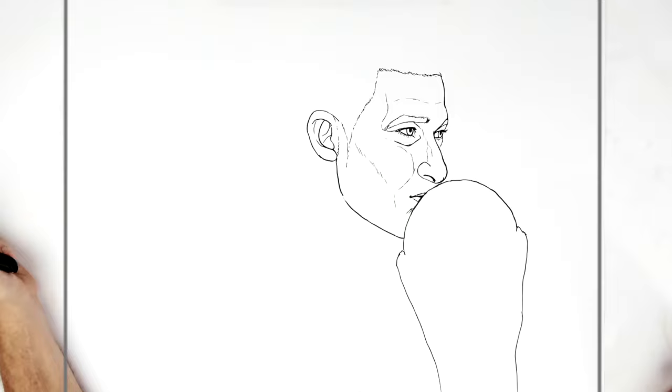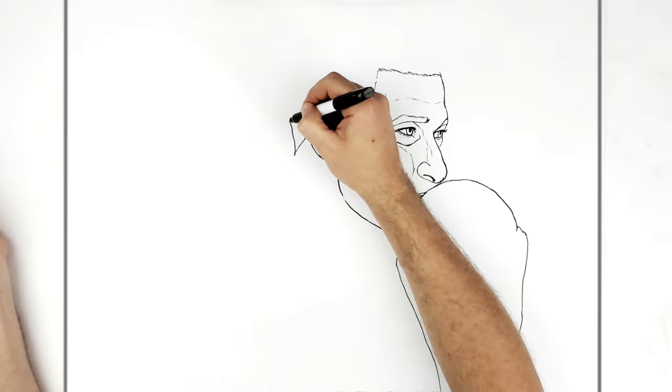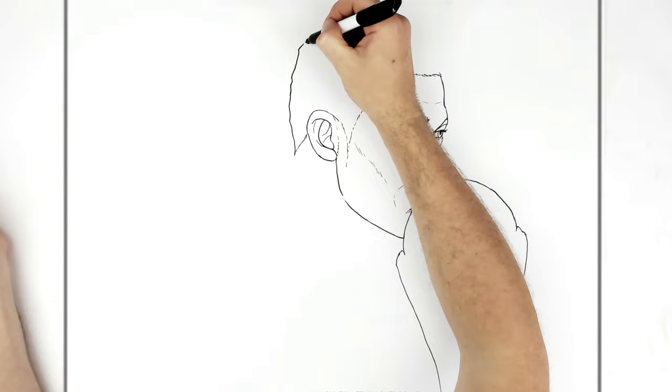Okay. So now the rest of his hair. So it's kind of shaved at the back here, just behind his ear. And then his head has bumpy, short, curly hair. Just this kind of bumpy line that goes the whole way around to the front.